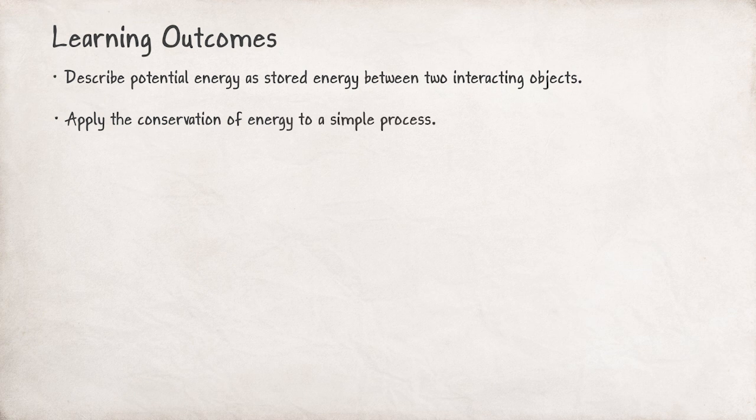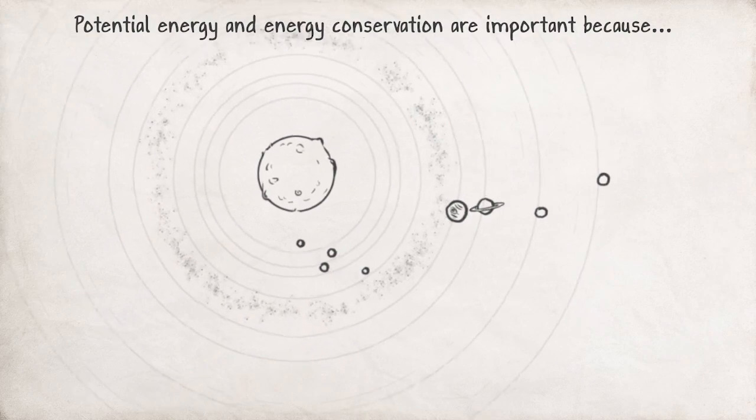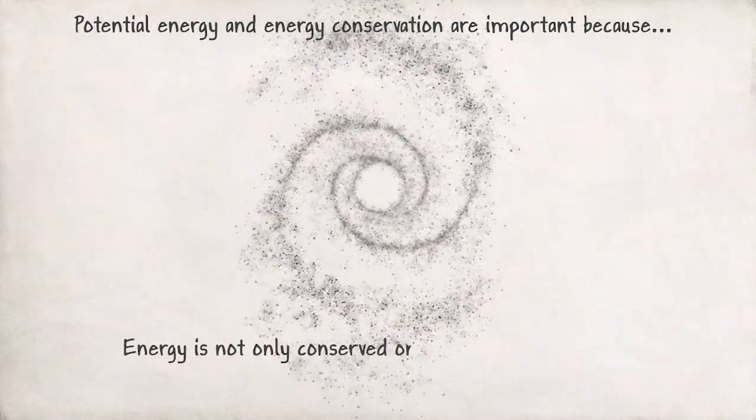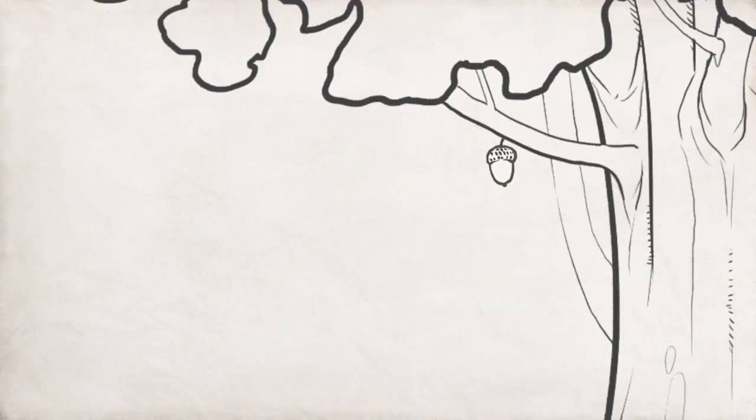You will get the most out of this video with an understanding of kinetic energy. Understanding potential energy and energy conservation is important because energy is not only conserved on the vast universal scale, but also on much smaller scales, such as an acorn falling to the ground from a tree.